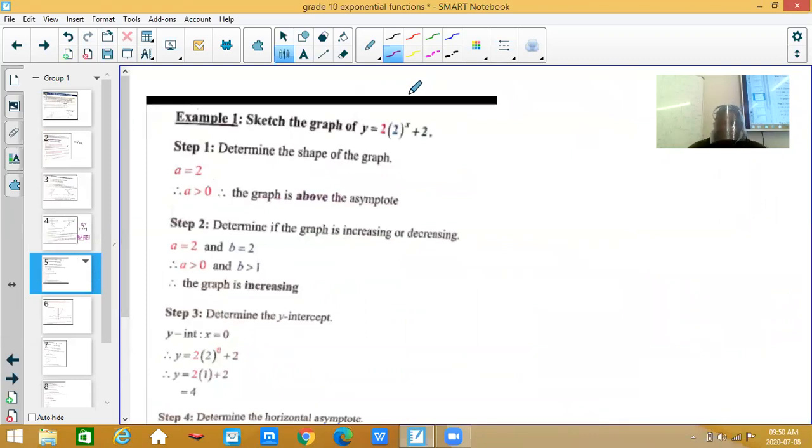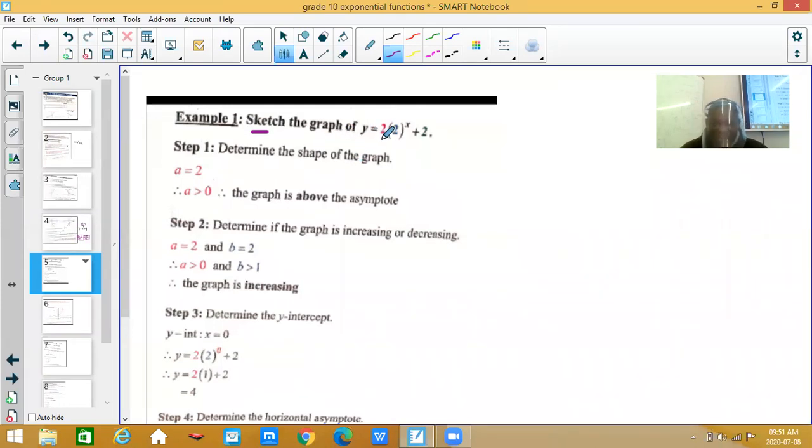Right. Now, what we've been talking about, we are going to concretize this. In the first instance, I was just marathoning through because I was giving the general outlook. Now, let us look at this one here. They are telling us to sketch the graph of y = 2 × 2^x + 2. Step number 1, determine the shape of the graph.